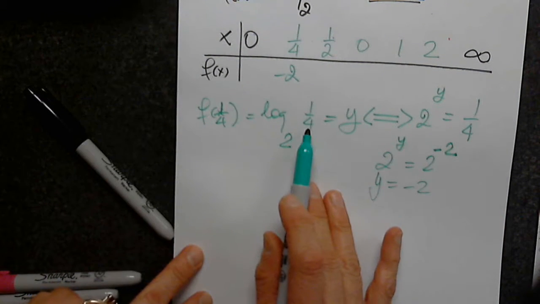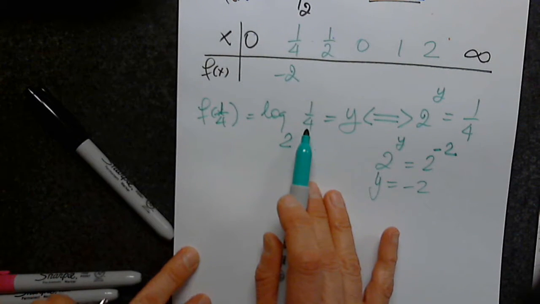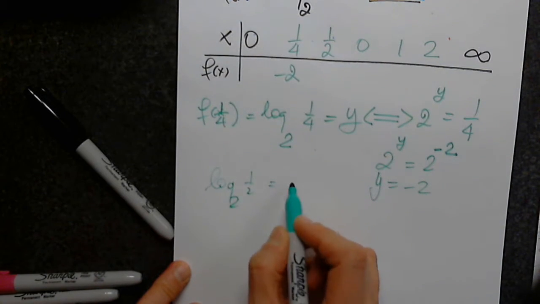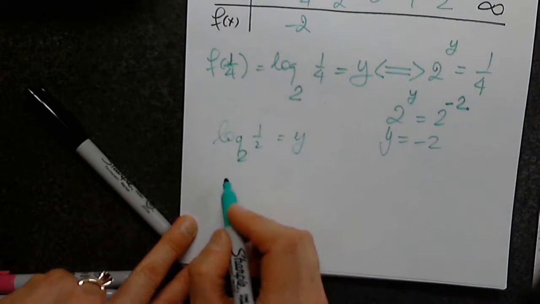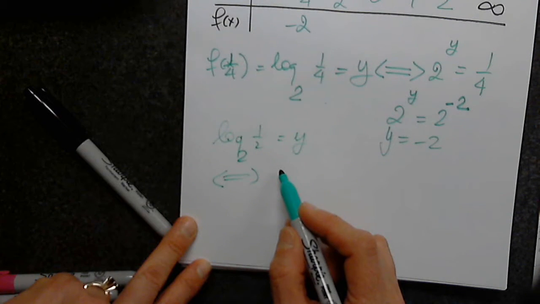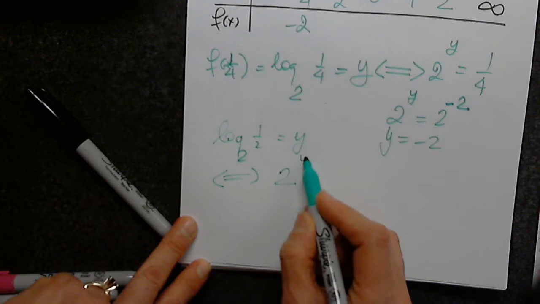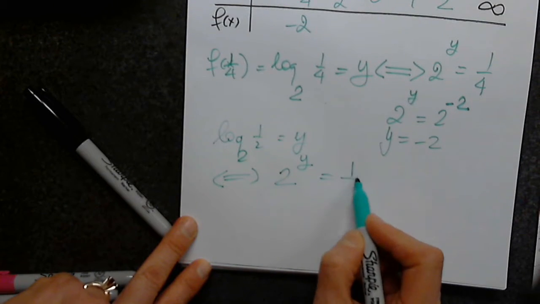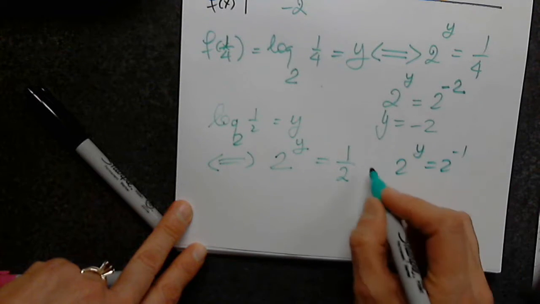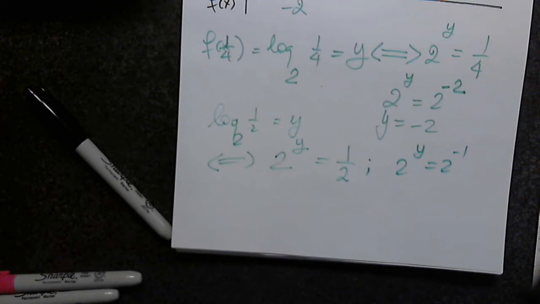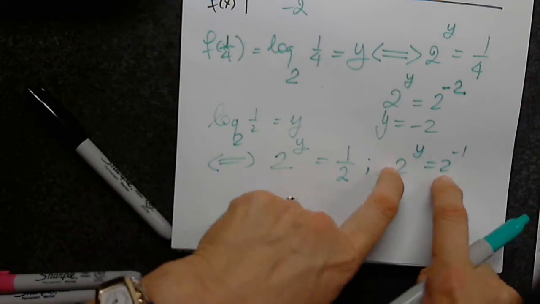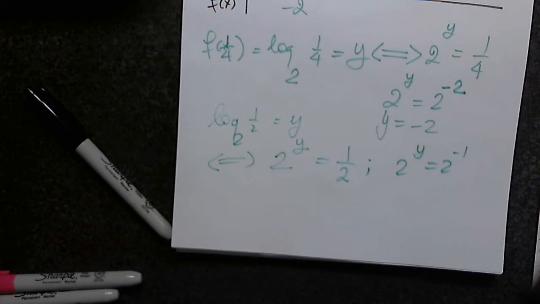log base 2 of 1/2. Log base 2 of 1/2 is a number y. I have no clue, but I know I can change it into 2 raised to y equals, yes, indeed. So 2 raised to y equals 2 to negative 1. I don't delete, I don't cross out, I just think. 2 numbers are equal and they have the same base. What has to happen with their exponents?